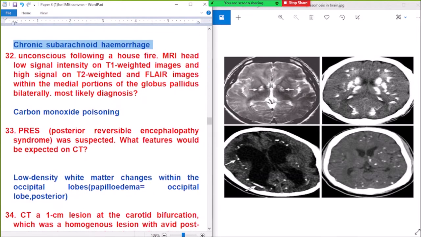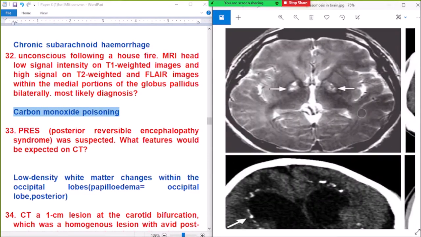Question 32. Unconscious following a house fire. MRI head shows low signal intensity on T1 weighted images and high signal on T2 weighted and FLAIR images in the medial portion of the globus pallidus bilaterally. Diagnosis: carbon monoxide poisoning.